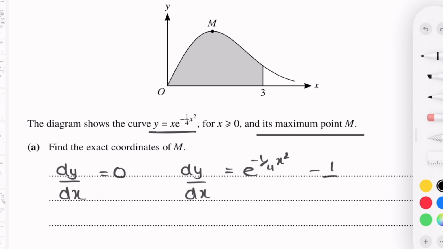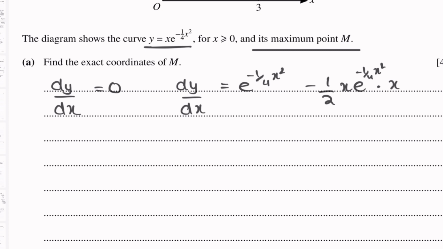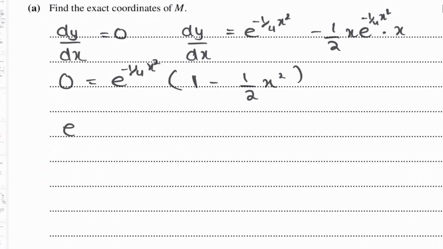it's negative 1 over 4, but then negative 1 over 4 times 2, which is going to be negative 1/2 x times e to the power of negative 1 over 4x squared times the x. Okay, so here you're going to get 0 equals, we can take e to the power of negative 1 over 4x squared common outside, and you get negative 1 over 2x squared. And so if we want to find the value of x, now obviously e to the power of negative 1 over 4x squared does not equal 0 ever, so there's no solution from here.